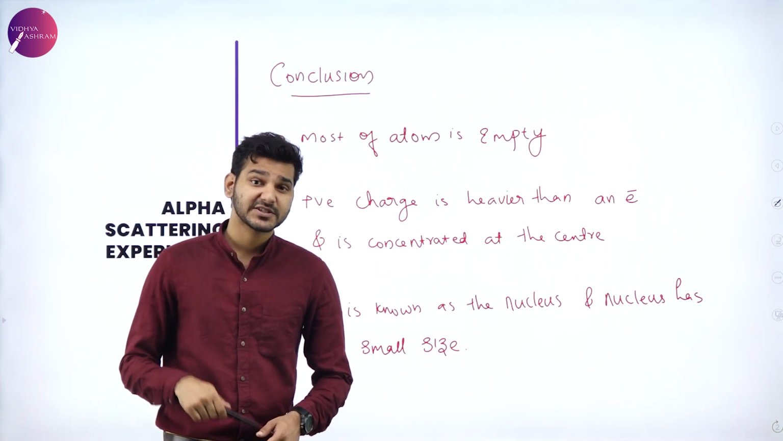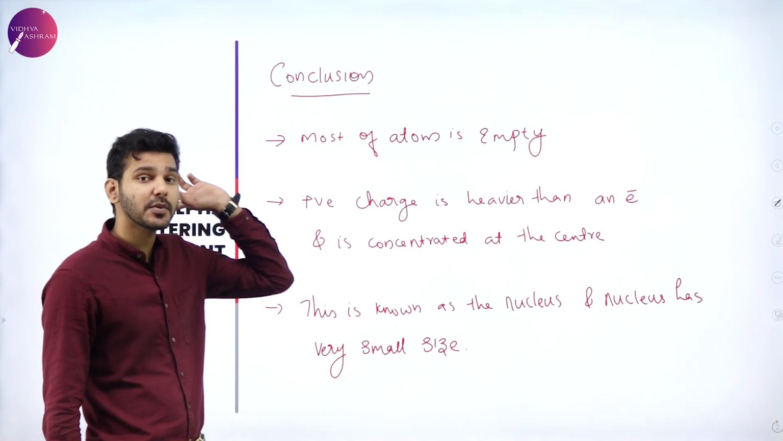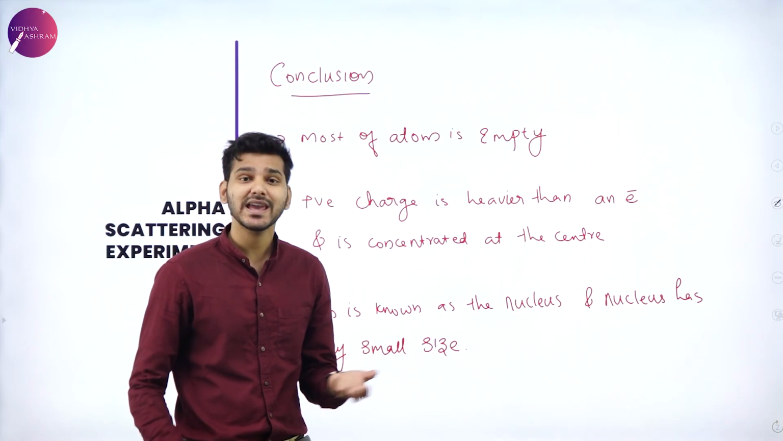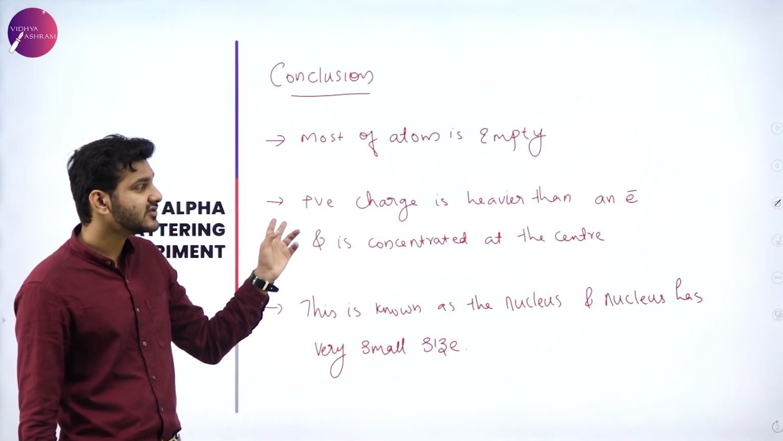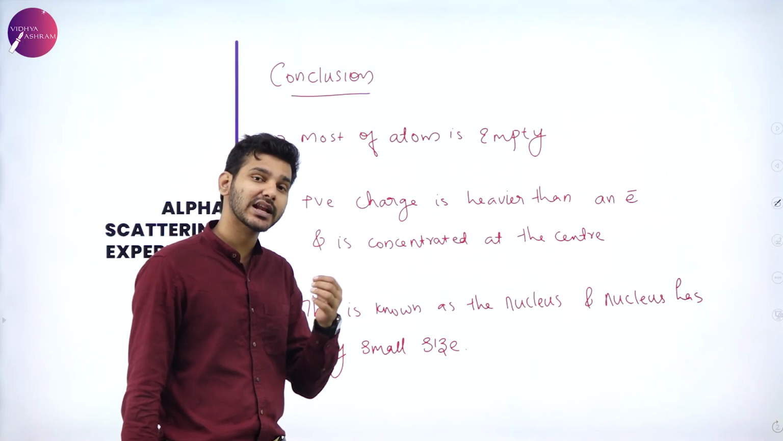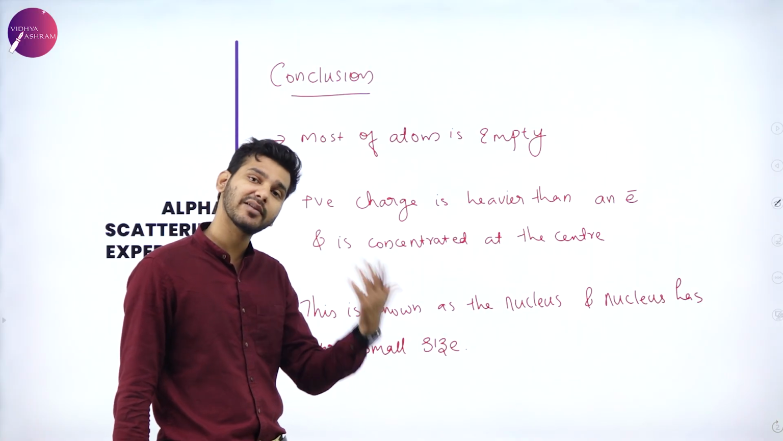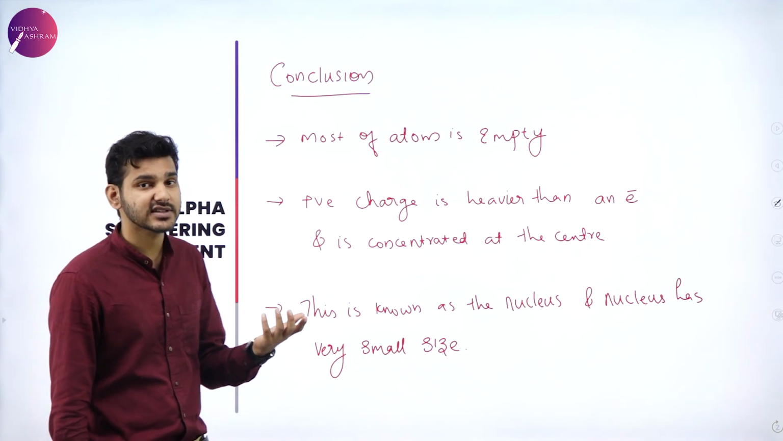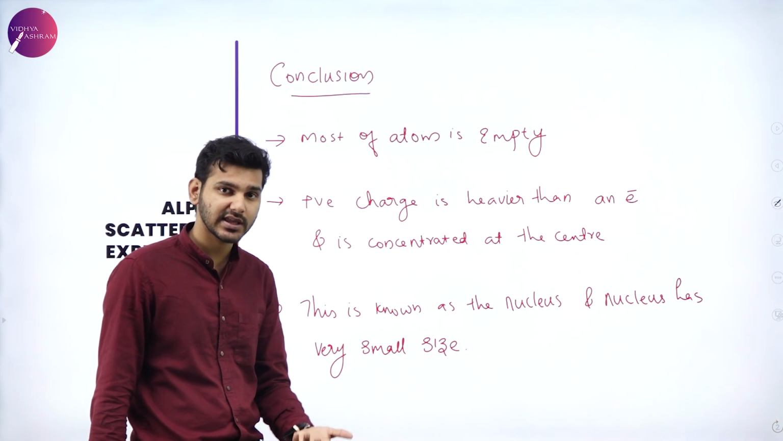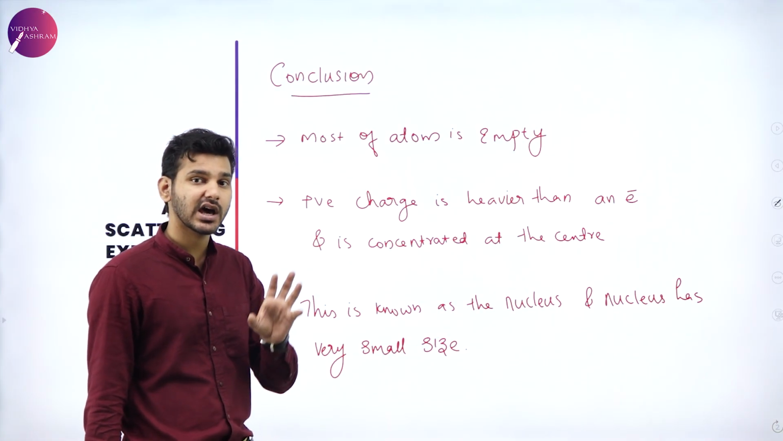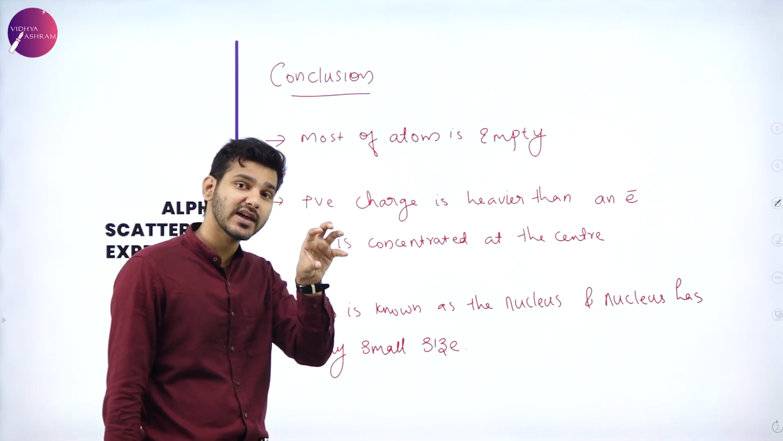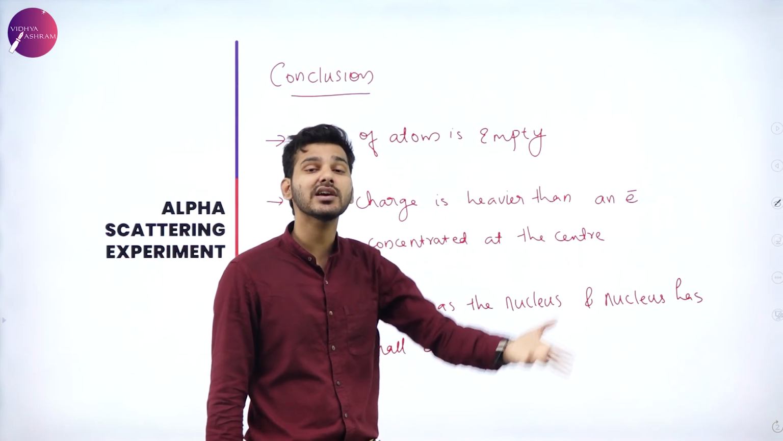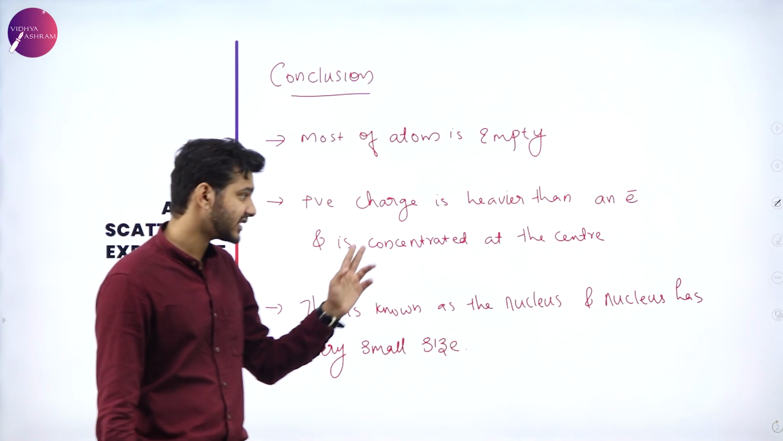So the conclusion of the experiment was that since most of the alpha particles pass through the gold foil directly, we can say that most of the atom is actually empty. And since positive charge is the only thing that can deflect the alpha particle, because the alpha particle itself is positively charged, we say that all of the positive charge is concentrated at the very center. So again, it is concentrated at the very center and it is heavier than the electrons. So that was the second conclusion.